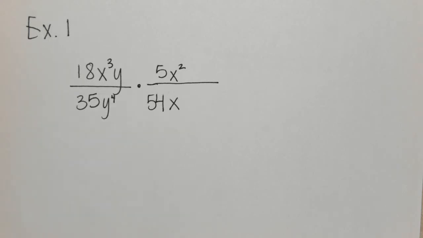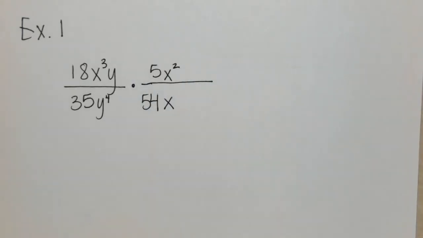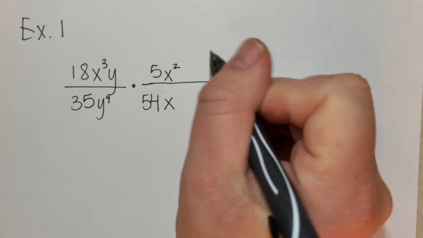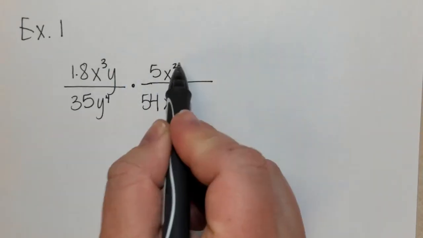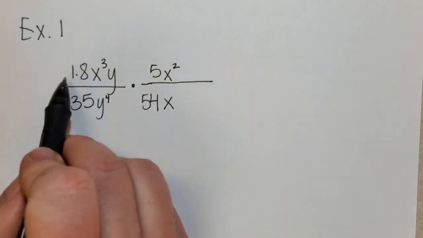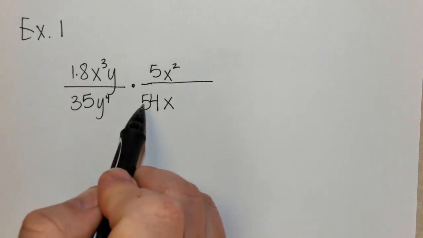Okay, so how do we go about simplifying this rational expression? There's different ways we can approach it. So the first thing I'm going to do is look at the 18, and I'm looking down below, not across, down below. Does 18 and 35 nicely reduce? They don't. Does 18 and 54 reduce?